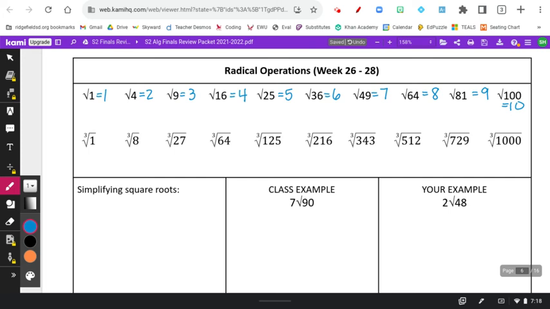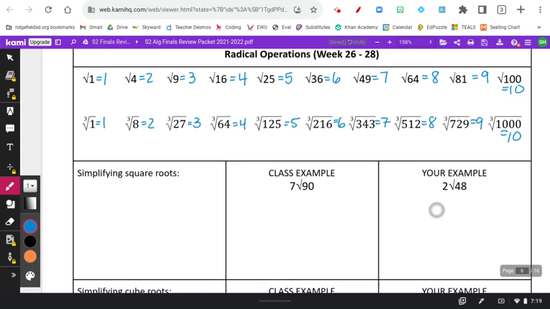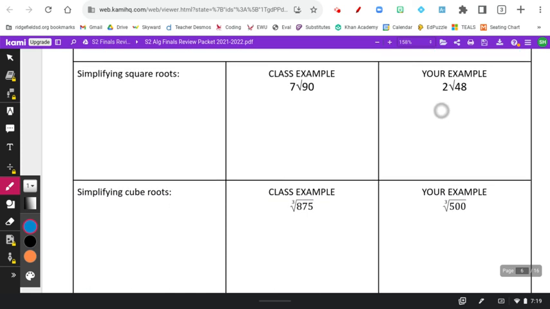The same is true for these. These are cube roots instead, and we'll get to those in just a second. So cube root of 1 is 1, 2, 3, 4, 6, 7, 8, 9, 10. So if you guys recall, this is the list that you'll use to help you find those to simplify square roots and cube roots.